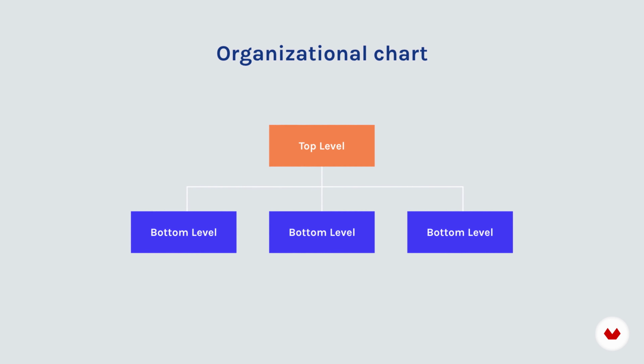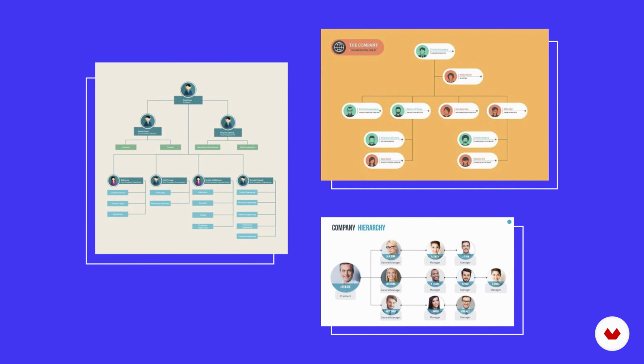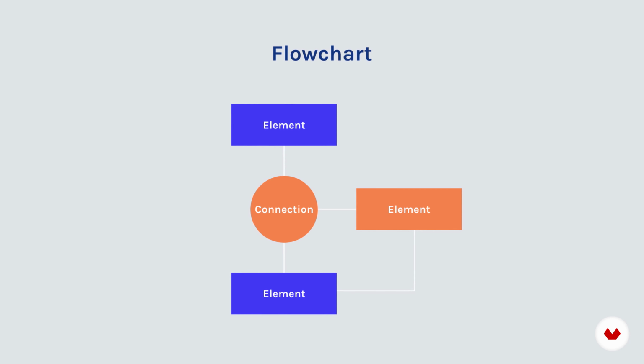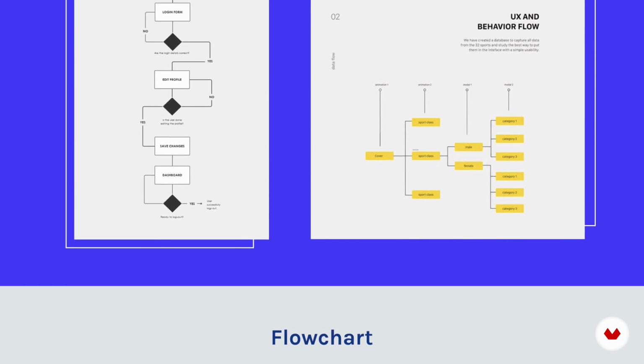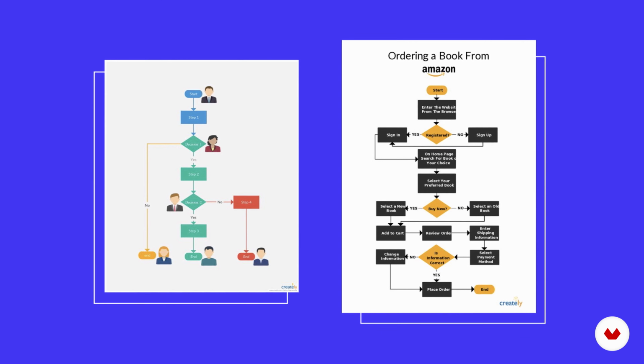Now let's talk about charts. First, we have the organizational chart. This is the one that initiates with one concept, and then as it goes down, it splits and forks into more concepts. The most common example is the family tree, but now it can also be used to illustrate a company's hierarchy and organization. On the other hand, a flow chart shows connection between elements, but without such defined hierarchy.